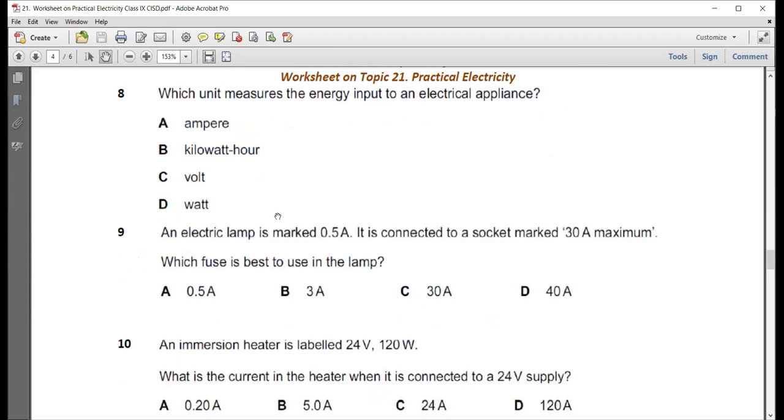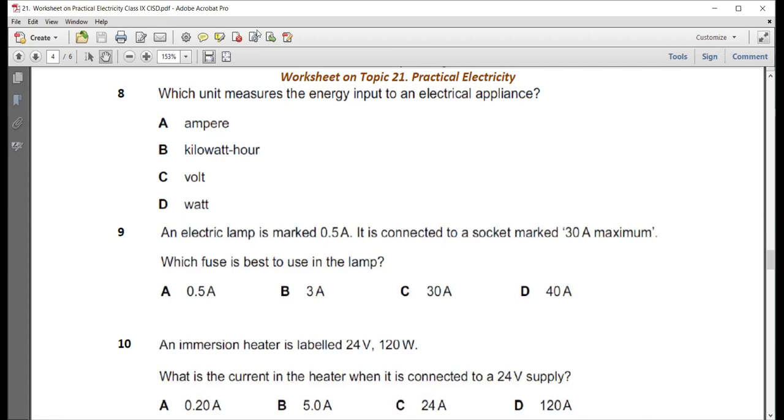Okay, Moshi, you read. Which unit measures the energy input to an electrical appliance? The answer will be kilowatt hour, right? Yes, excellent.